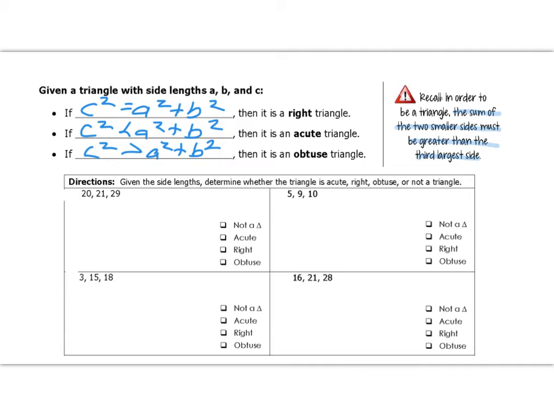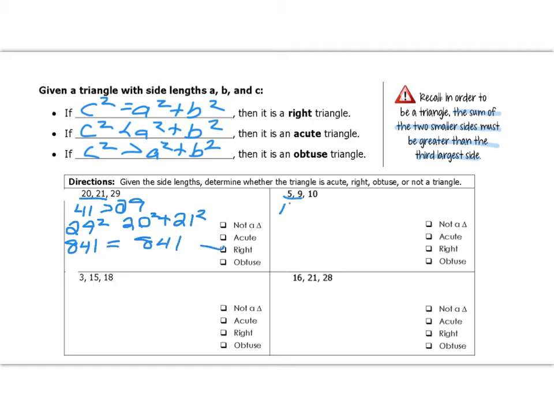So the first thing we need to do is add together. So this is 41, and that is definitely bigger than 29. So now we can do our calculation. So 29 squared is 841, and 20 squared plus 21 squared is 841. Since they're equal, it means they're right.